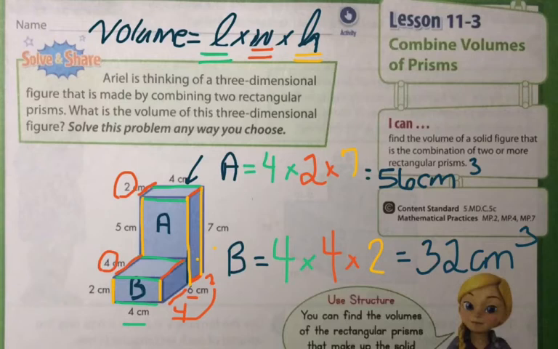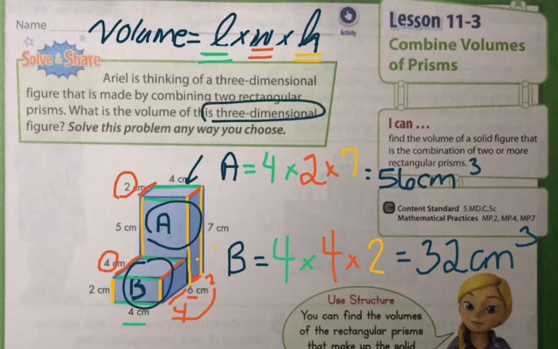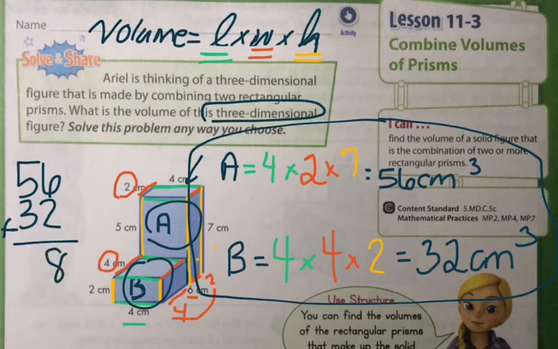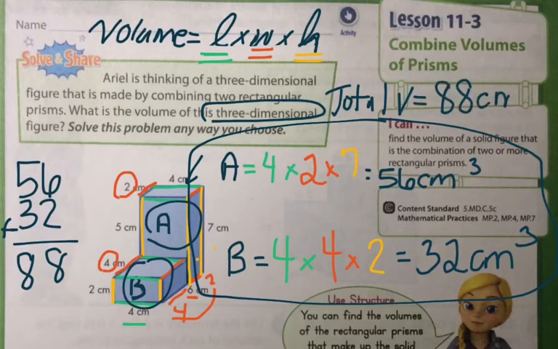Okay, now I found the volume of B, I found the volume of A, but now I want to find the volume of this entire weird figure, right? The whole shape all together. So what I want to do when I find these two is then I want to add them together. So I can just do that over here, right? 56 plus 32. Add, thank you. 6 plus 2 is 8, and 5 plus 3 is 8. Okay, so my total volume is 88 centimeters cubed.